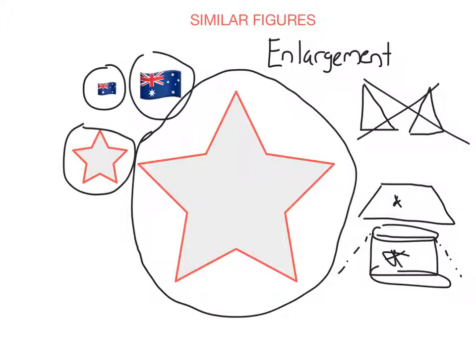So let's look at a more formal definition. Two figures are similar figures if they have exactly the same angles and all sides are in the same proportion. What I mean by all sides are in the same proportion is, say, all the sides of the second shape are double the length of the first shape, or all its sides are triple the length of the corresponding sides in the first shape, and so on. So both of these need to be true.